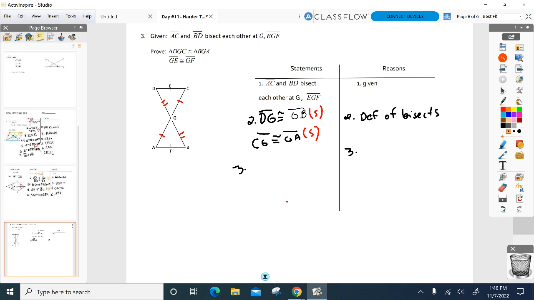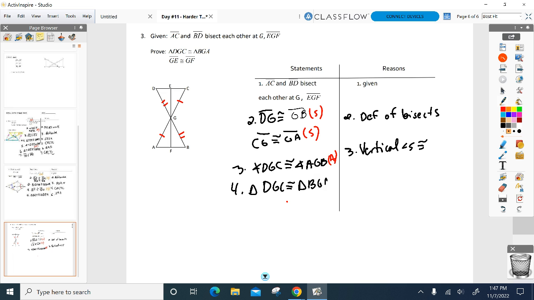They have what? Vertical angles, right? Angle DGC is congruent to angle AGB. Vertical angles are congruent. And there's your A. And now we are good to go for the triangles, I hope. Triangle DGC is now congruent to BGA. What do you got there? Side angle side? Yeah. All right, everyone ready to help me with the second part?